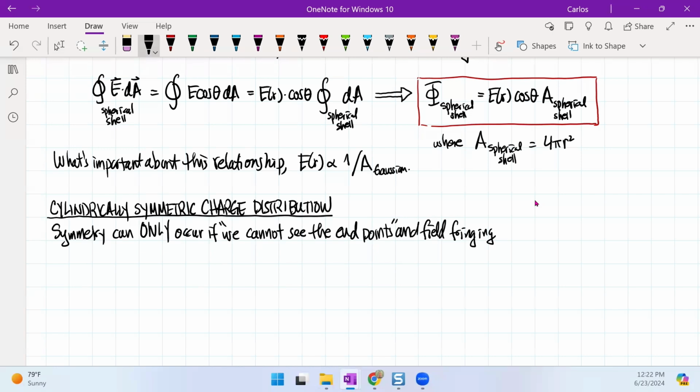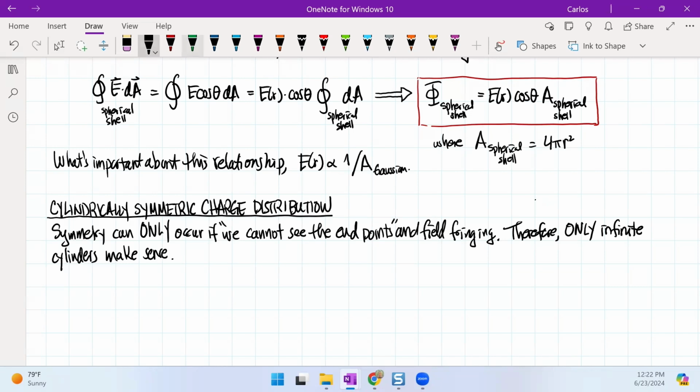So in essence, therefore, only infinite cylinders make sense, since we can't look at the ends. But you're going to see that the Gaussian is going to have to look at the endpoints.